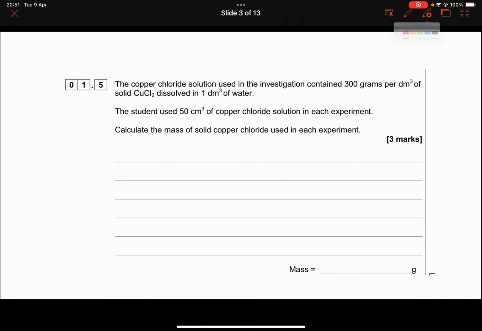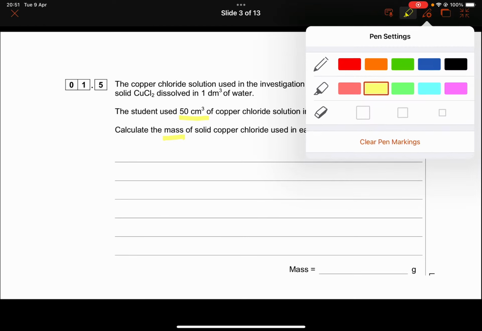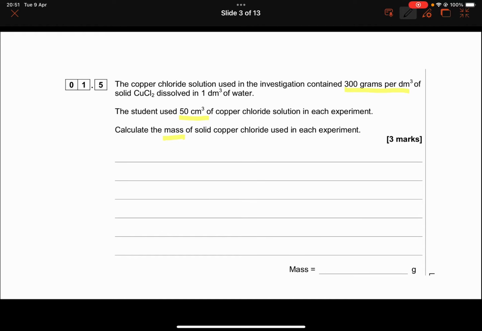So first of all, it's always really good exam practice to highlight the information in the question that's really going to help you answer it. Pick out the bits that you need from the bits that you don't need. So copper chloride used in this investigation contained 300 grams per decimetre cubed of copper chloride. The student used 50 centimetres cubed. Calculate the mass. Now, the first piece of information, quite obviously, that you would need to access this question: what is the formula to calculate mass? So to calculate mass, it's the concentration times the volume.